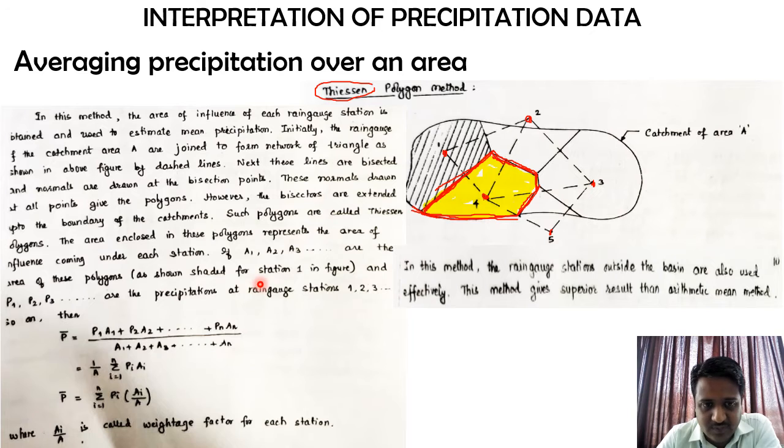In this case, to explain with respect to the formula given below, A1, A2, A3 and so on are the areas of these polygons as shown in the shaded section of figure 1, which is over here, and P1, P2, P3 and so on are the precipitation at rain gauge stations 1, 2, 3 and so on. At that point, if I try to highlight these with different colors, this will be the second effective area.